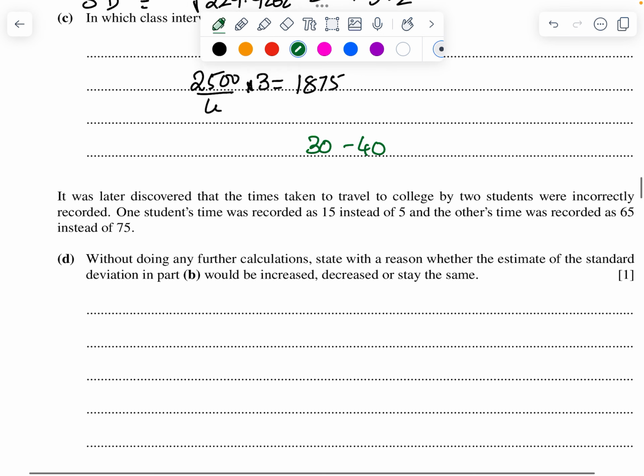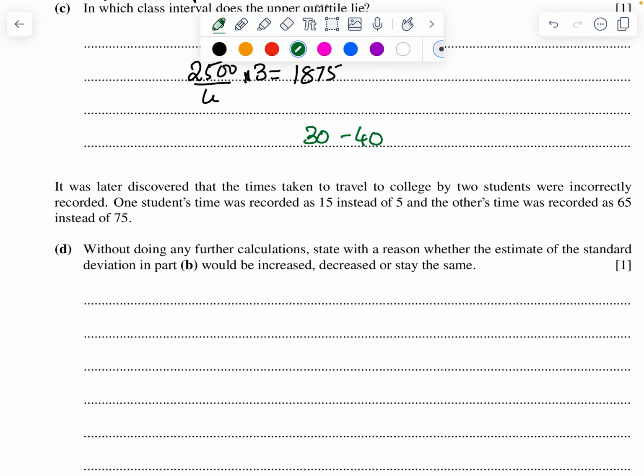It was later discovered that the times taken to travel to college by two students were incorrectly recorded. One student's time was 15 instead of 5, so there was an increase of 10. Another student was recorded 65 instead of 75, so this is minus 10. So, without doing any further calculation, state with a reason whether the estimated standard deviation would be increased or decreased.